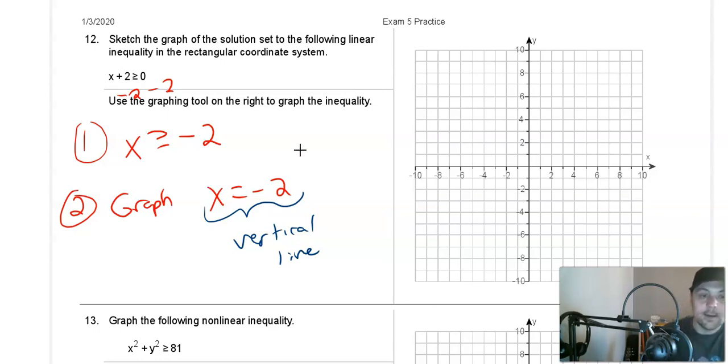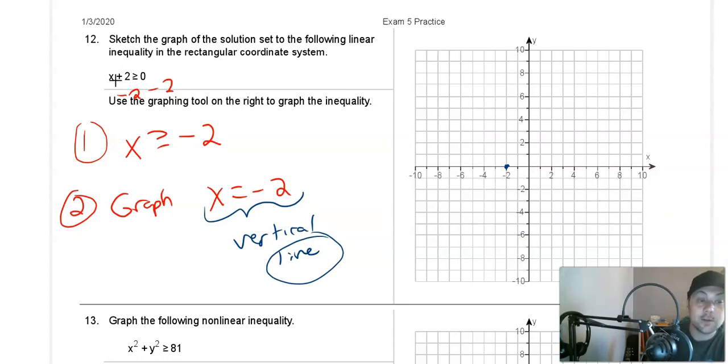So this will be a vertical line through negative 2 on the x-axis. So here's negative 2 on the x-axis. I will get students on the exam where that's all they do. They put a point right there. And that's not the right answer by far. This is a line, right?